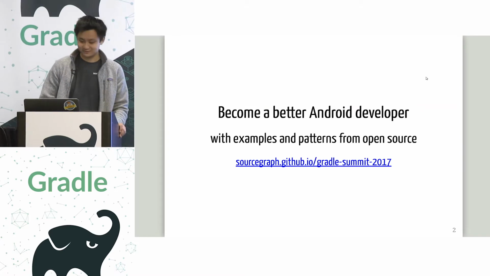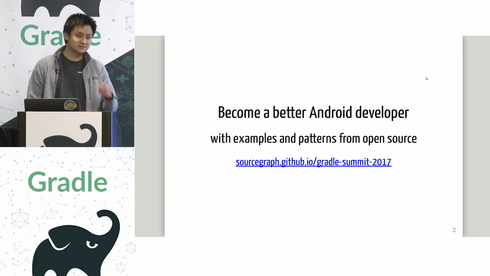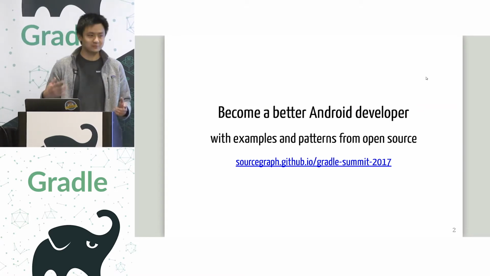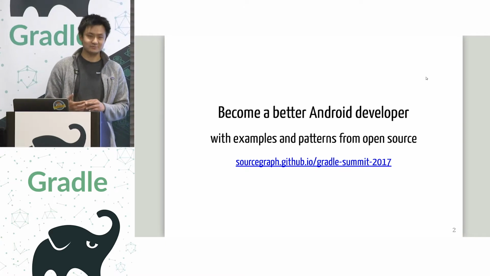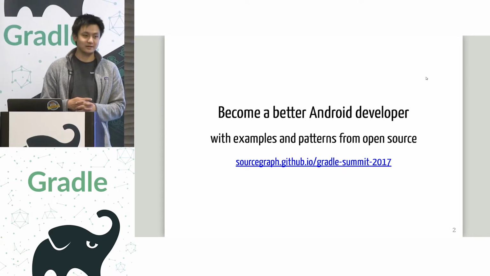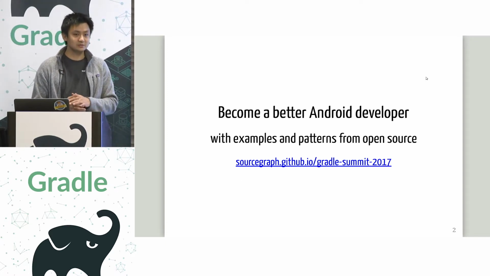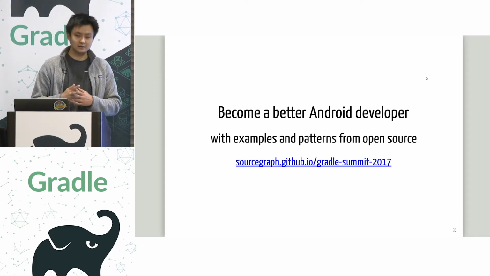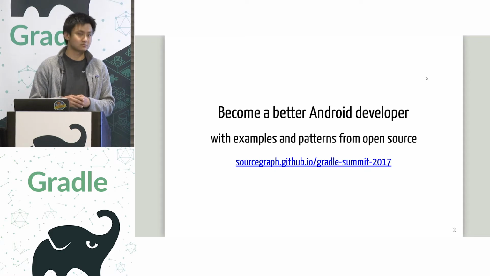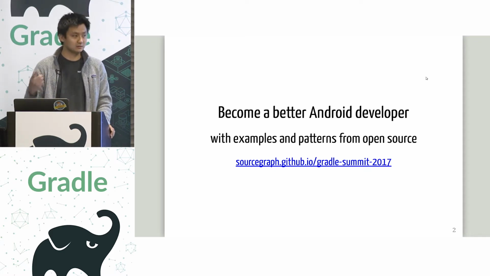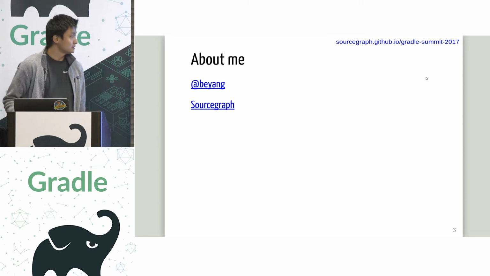But before I get to that, we're going to talk about Android examples. This talk is really about how to become a better Android developer using examples and patterns from open source. I just want to point out that these slides are online, and there will be code snippets in the slides that are linked to locations in source. So if you want to visit that link and follow along at your own leisure, you can just go there. And with that, let's dive into it.